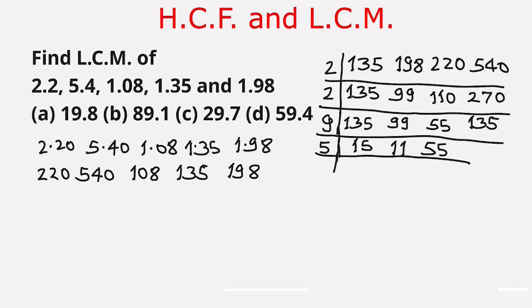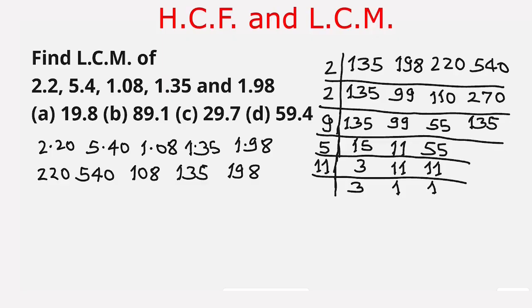Now we divide these numbers by 5. 5 times 3 is 15. We carry 11 as it is. And 5 times 11 is 55. Now we divide these numbers by 11. We write 3 as it is. 11 divides 11 one time and 11 divides 11 one time.